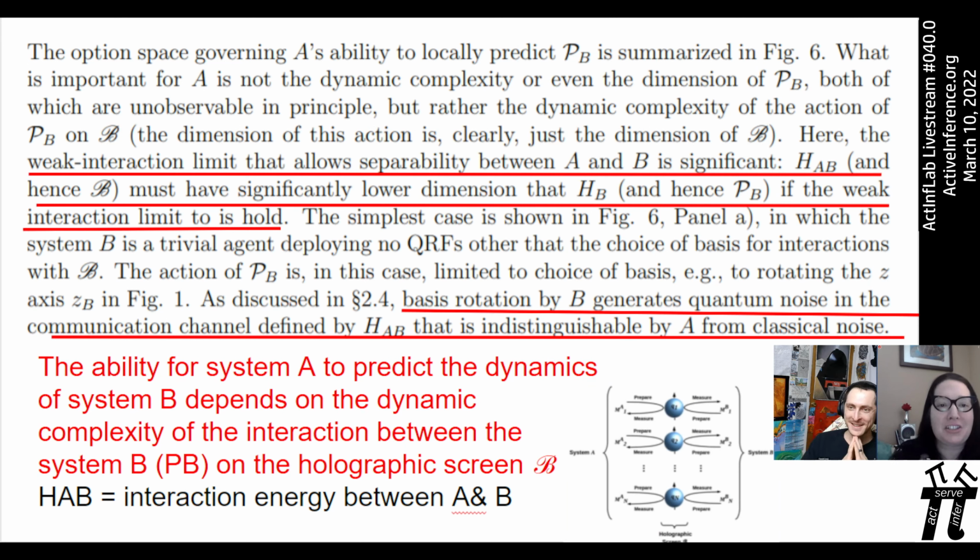They say the weak interaction limit that allows separability between A and B is significant. So HAB, which is the physical interaction between A and B, and hence the boundary, the holographic screen between A and B, must have significantly lower dimension than the physical location of B, and hence the observable dynamics of B, if the weak interaction limit is to hold. My brain is melting now, all the way down.